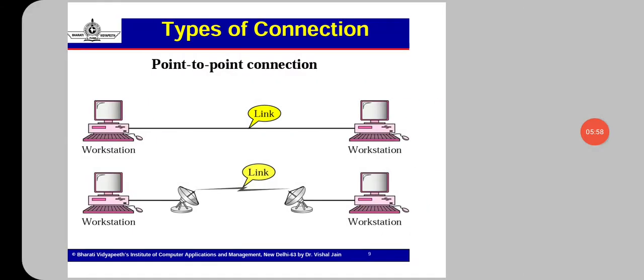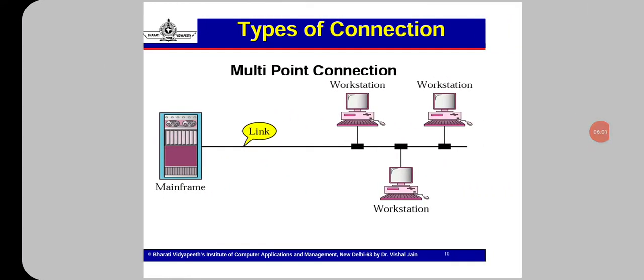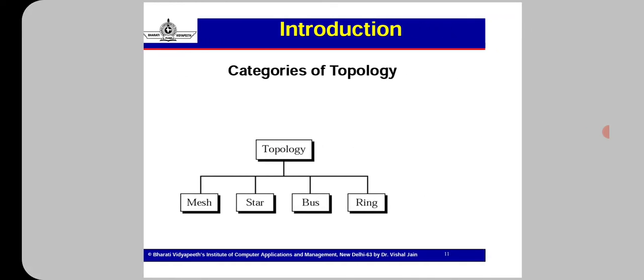The second one is multi-point connection. Multi-point connection means we use the same channel for sending data or information from a sender to more than one receiving station or device. Here we may use a mainframe server to connect to multiple workstations or devices via a single line or channel. Topologies, yesterday also we discussed, what are the different types of networks or different types of topologies used.